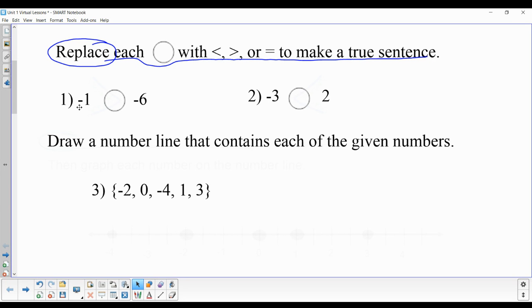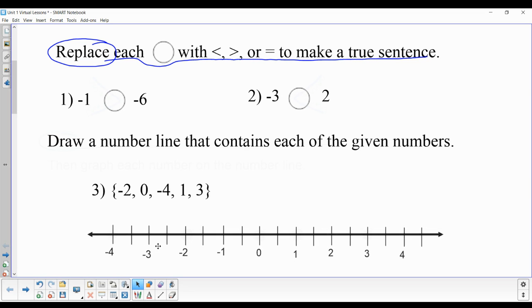The first sentence has negative 1 with a circle and negative 6. All you have to do is determine which one is larger. Now, one of the things you can do is draw a number line or look at a number line and determine where negative 1 is, it's right here, and determine where negative 6 is. Negative 1, negative 2, negative 3, negative 4, negative 5, negative 6 would be somewhere out here. Numbers to the right are always a larger number. So negative 1 is farther to the right than negative 6, so negative 1 is larger.